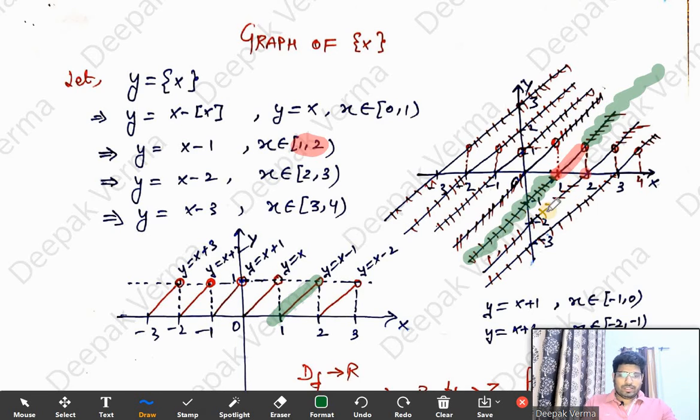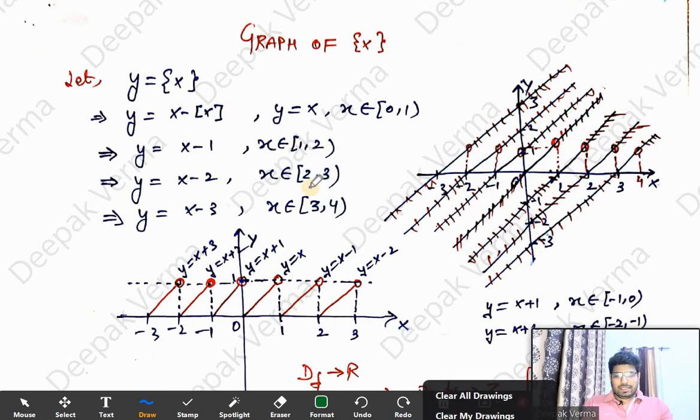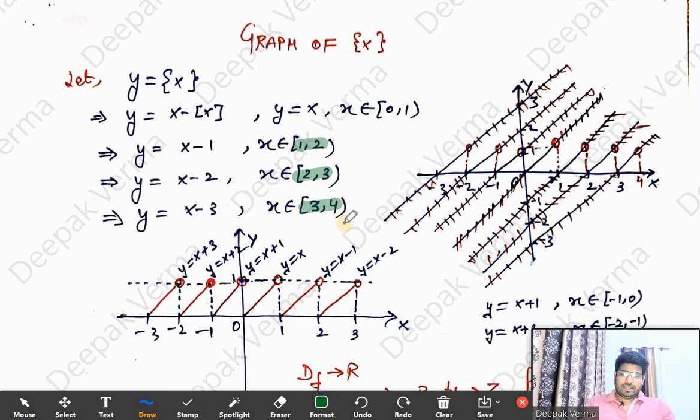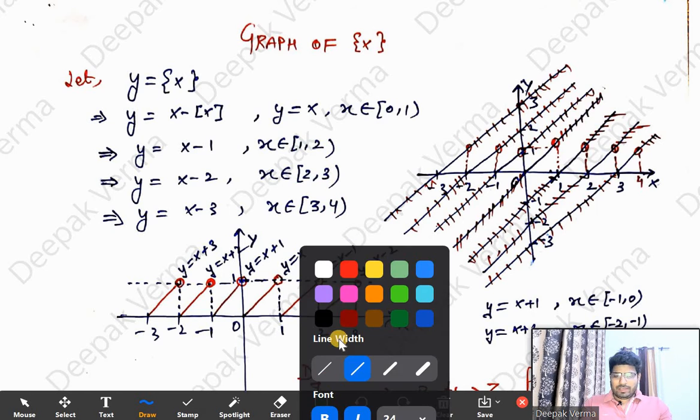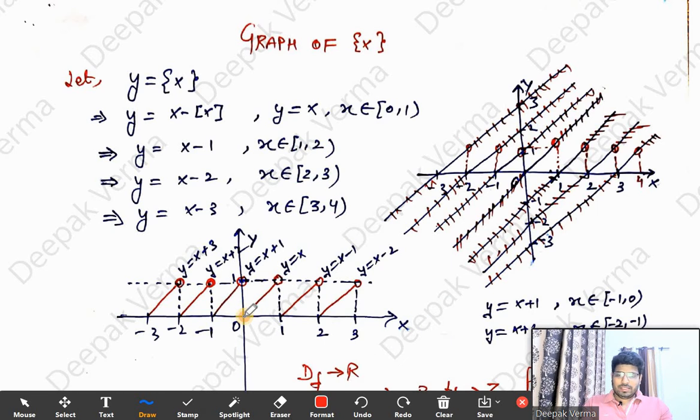Similarly, we can do with other lines also. If x lies between 2 and 3, [x] is equal to 2, the line is y equals x minus 2. If x lies between 3 and 4, [x] is 3 here. So again we get the equation of the line, and you can plot these lines like this. Got it? And keep the portion of the lines between these values. So finally we get a graph like this.